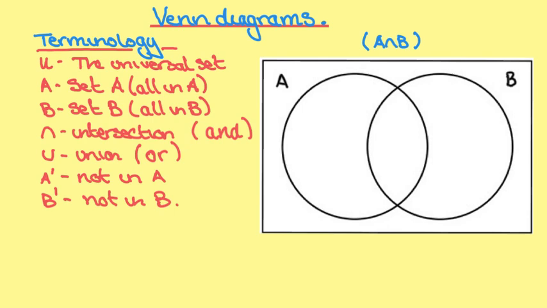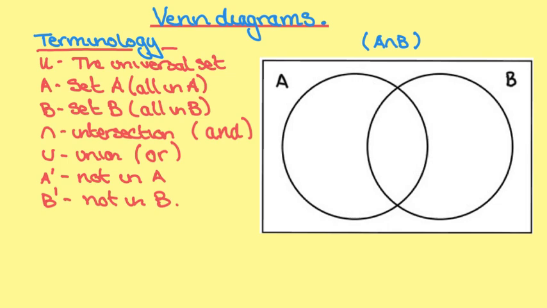In this video, we're going to look at Venn diagrams. In order to look at them closely, we need to learn the terminology. U stands for the universal set. That means everything in the Venn diagram. A stands for everything in the circle marked A. B stands for everything in the circle marked B.